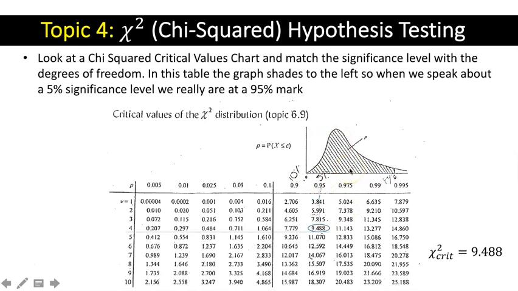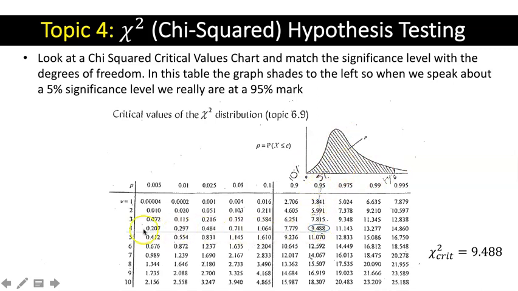I'm sorry, this is a little confusing, but just realize what's shaded here is most of it. So the cutoff is 5%, so this indicates 95%. If the cutoff is 1%, you would look under 0.99. If the cutoff is 10%, you would look under 0.90, 0.9. For right now, we're going to look under 0.95.